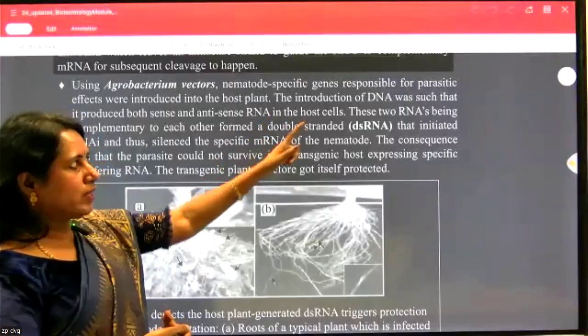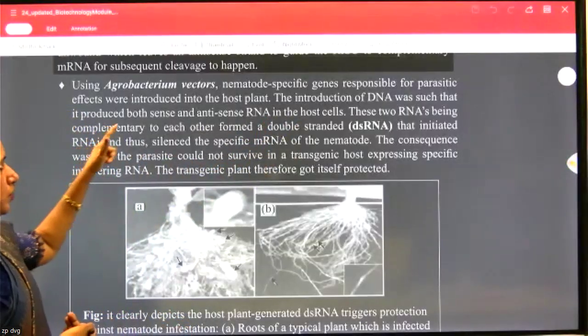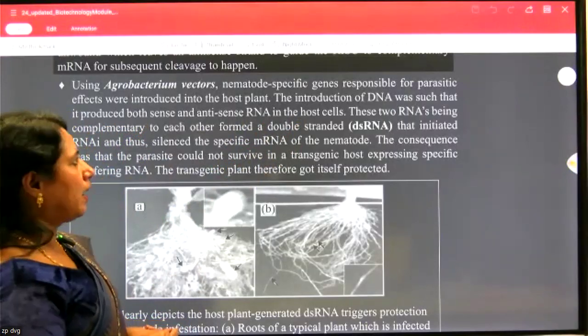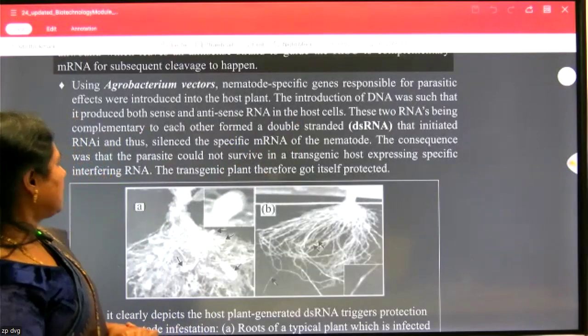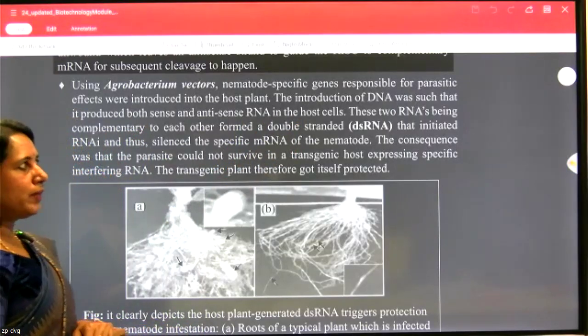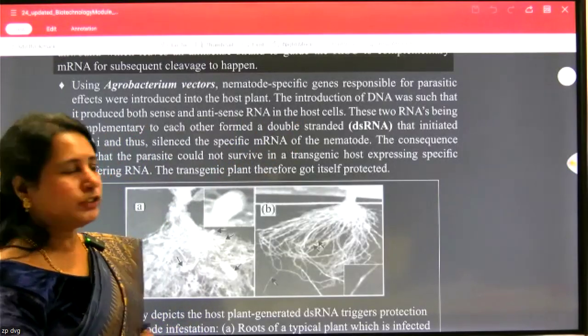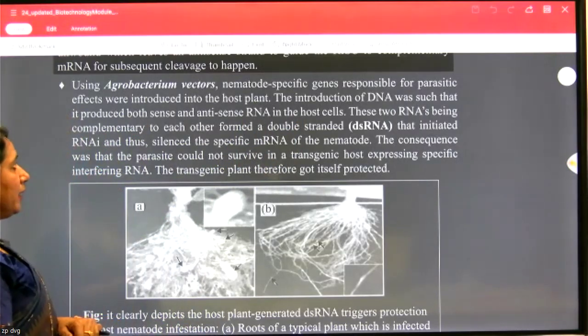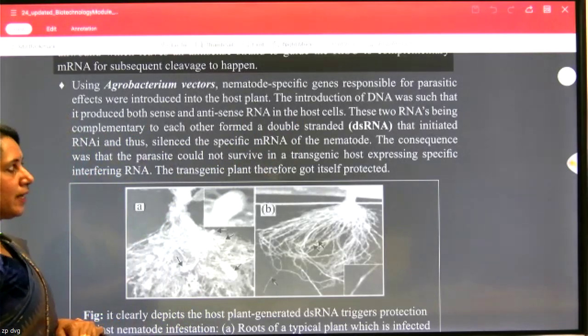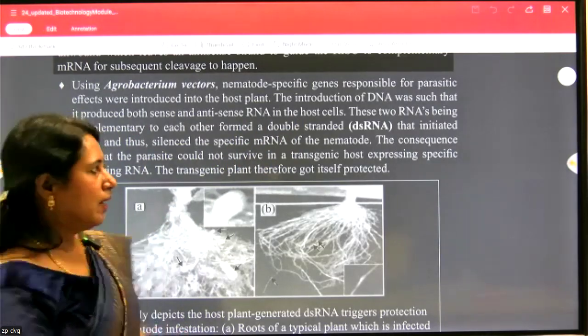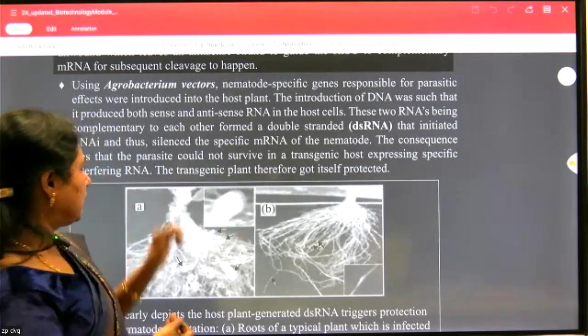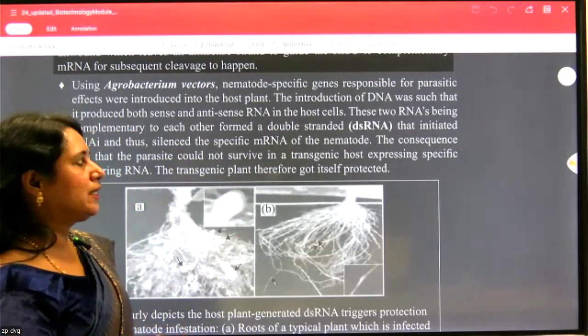The introduction of DNA was such that it produced both sense and antisense RNA in the host cells. These two RNAs being complementary to each other formed a double-stranded RNA that initiated RNA interference and thus silenced the specific mRNA of the nematode. The consequence was that the parasite could not survive in the transgenic.